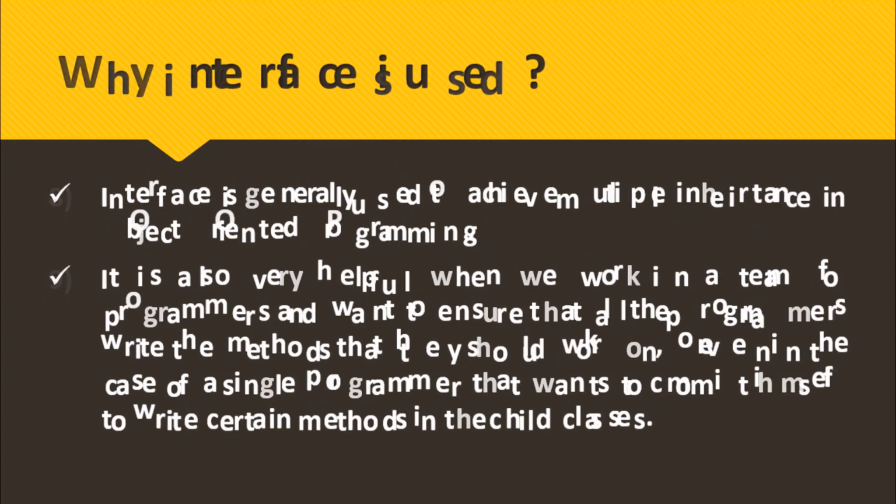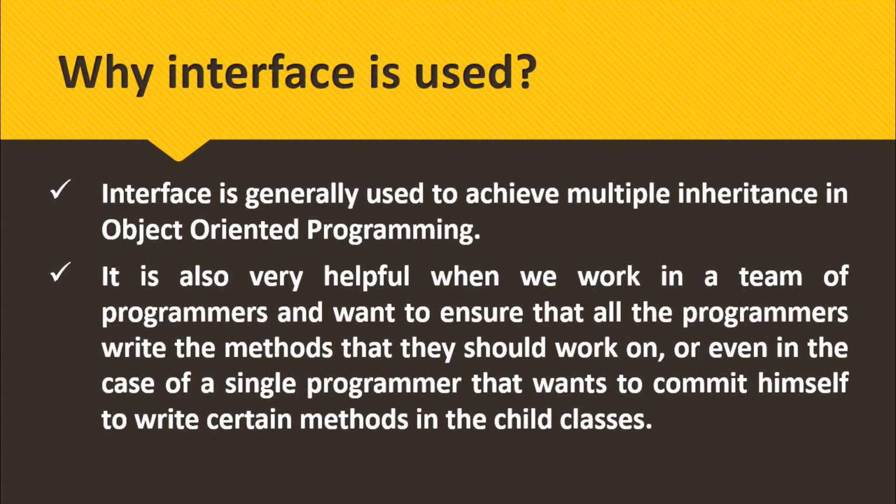Now, why is interface used? Interface is generally used to achieve multiple inheritance in object-oriented programming. It is also very helpful when we work in a team of programmers and want to ensure that all the programmers write the methods that they should work on. Or even in the case of a single programmer that wants to commit himself to write certain methods in the child classes.